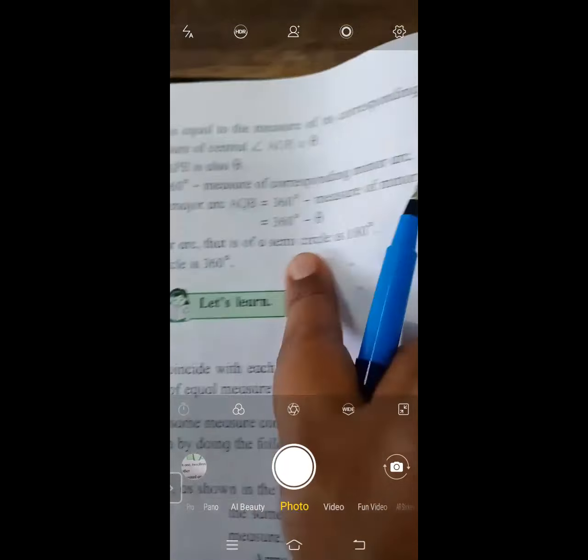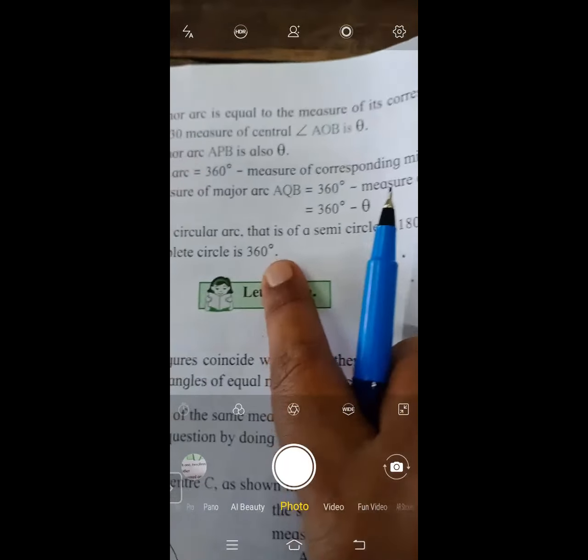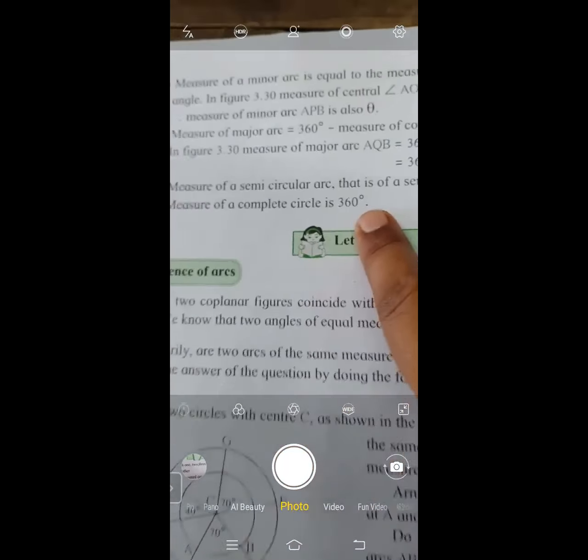So what is the measure of that semicircle? The measure of a semicircular arc is always 180 degrees. The measure of a complete circle is 360 degrees. If half is 180, then 180 plus 180 becomes 360 degrees. So the measure of the complete circle is 360 degrees.